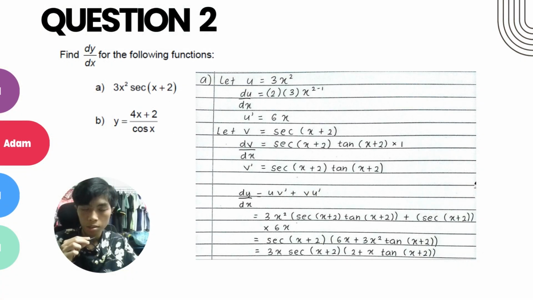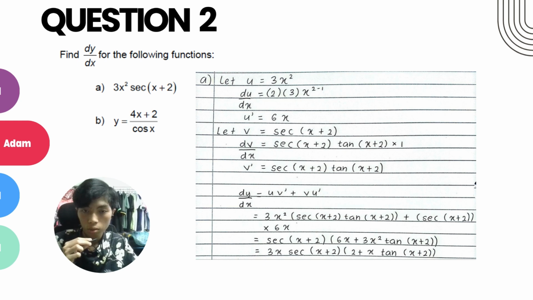Assalamualaikum. My name is Adam bin Sulaiman and I will answer question 2. For part A, we need to let u equal to 3x squared, and then we differentiate u by bringing the power of x into the front, which is 2. After that, we minus the power of x by 1, and the answer we get is 6x. That will be our u prime.